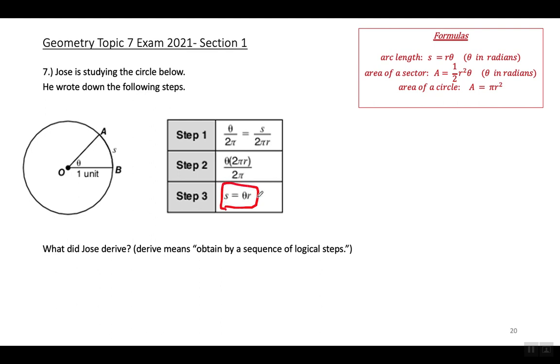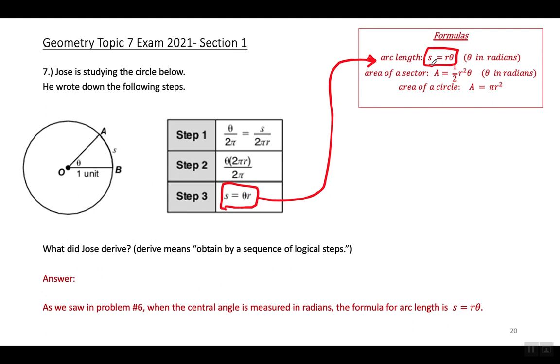And that looks pretty familiar. It looks a lot like what it says right here for arc length. Look at the formula. All right, so that's what it is. Jose got the formula for arc length when the measure of the central angle is in radians. Again, do I like this question? No, I don't like this question. I think there's a lot of bad questions on this exam. But it's on the exam, and I'm basically telling you the answer. So how many of you are going to mark this wrong because you don't bother looking at the review or studying ahead of time? Anyways, that's what he got. He got the formula for arc length when the central angle is in radians.